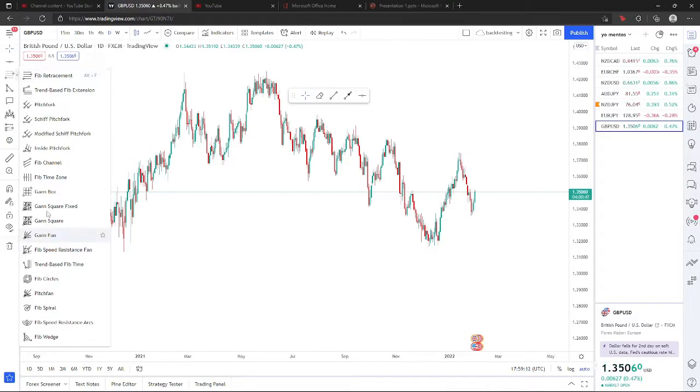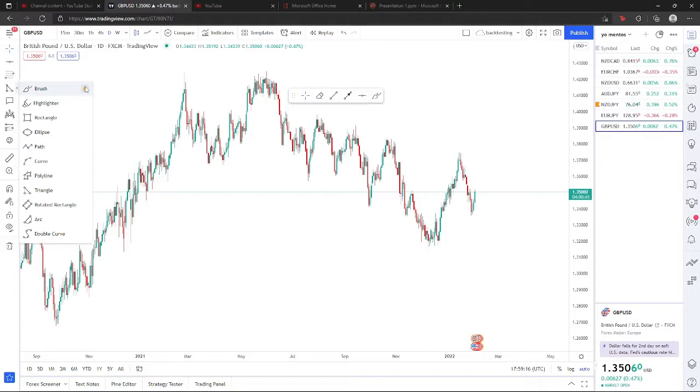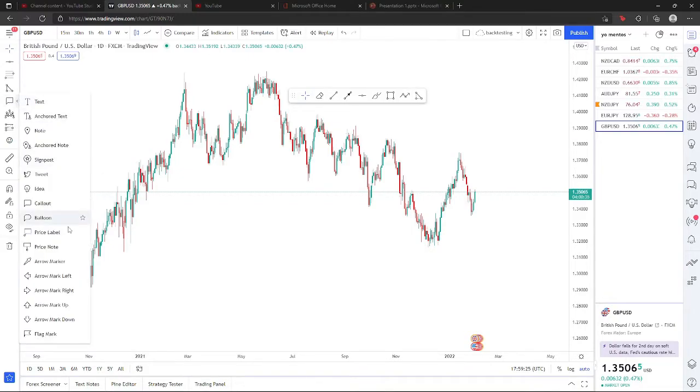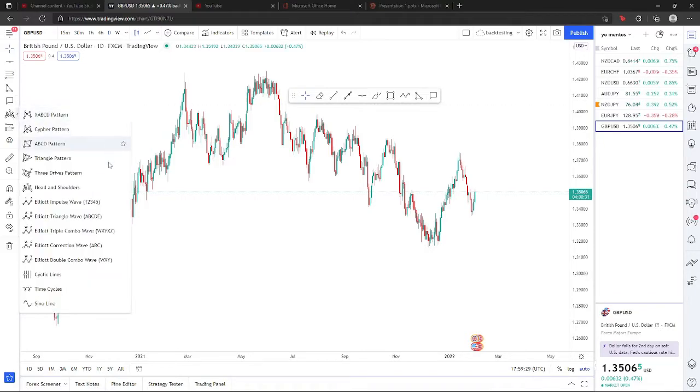So we don't use any of these tools over here, guys. And then we can come here. So we do use the brush, we use the rectangle, we use the path, and you can use this triangle if you like. And then we do use the call out at times, so you want to add that. And then if we come over here, we only use the head and shoulders, which I'm going to explain more as we continue the video.